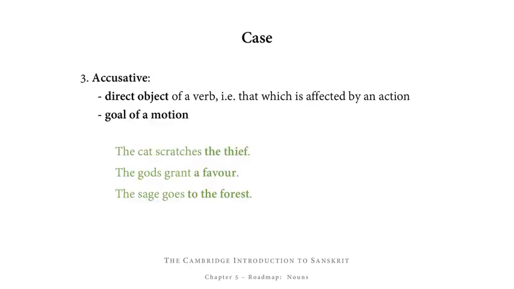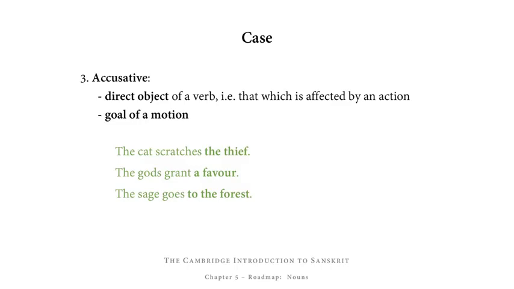Next comes the accusative, which has two functions. First of all, it can refer to that which is affected by an action or by the action of a verb, which is also called the direct object of a verb. So, for example, the cat scratches the thief. The thief is the one who is affected by the scratching. Therefore, we consider him the direct object of the verb, and therefore the thief would stand in the accusative case.